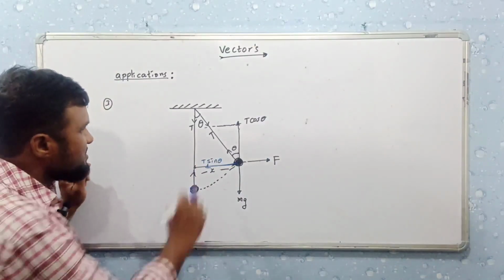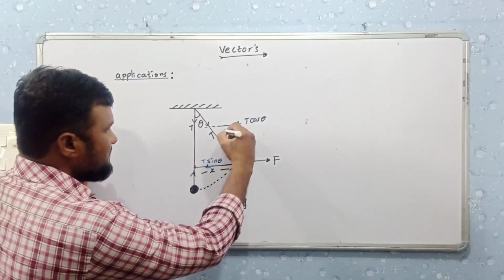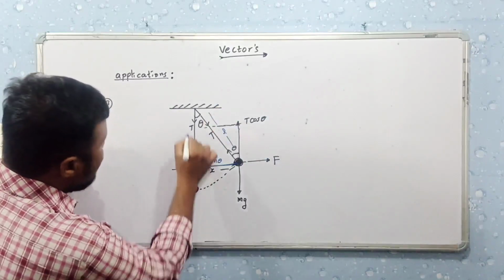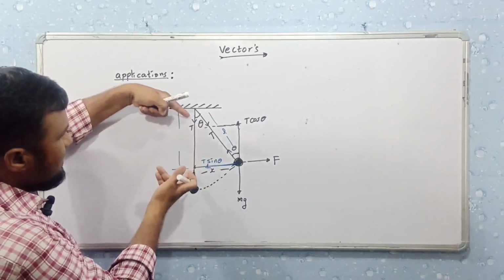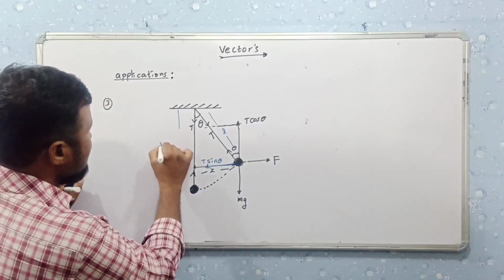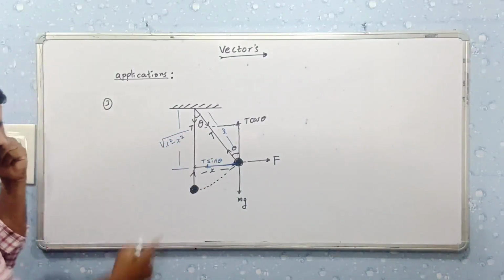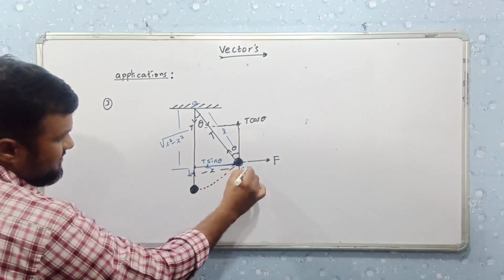Let us imagine the situation. The string has length L. After applying force, it has length L. This is length L. Can I find the length of the string in the vertical direction? This is obviously root over L square minus x square. If you don't understand, once observe triangle ABC.